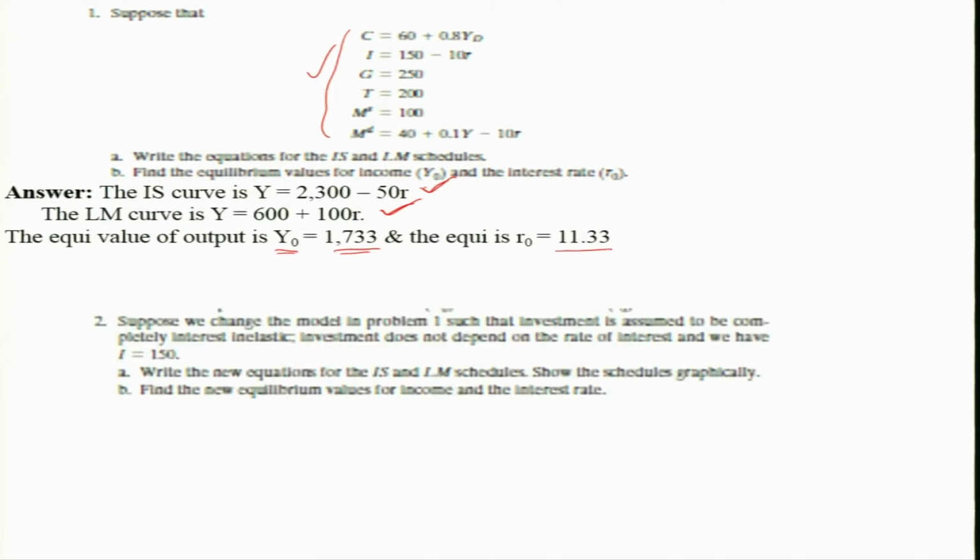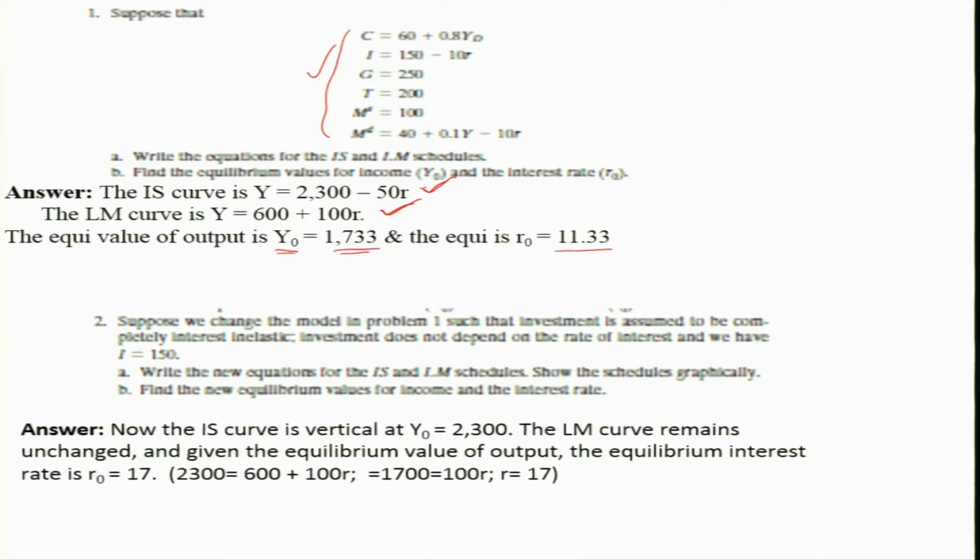Further, if we make some more changes, then we can find the solution again. So this is some more of the problem set, and this is the answer for that. In this solution, the IS curve is vertical, that is Y is 2003. So the LM curve remains unchanged, and given the equilibrium value of output, the equilibrium rate of interest is 17%.